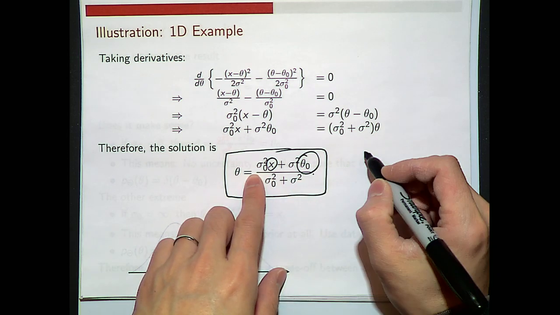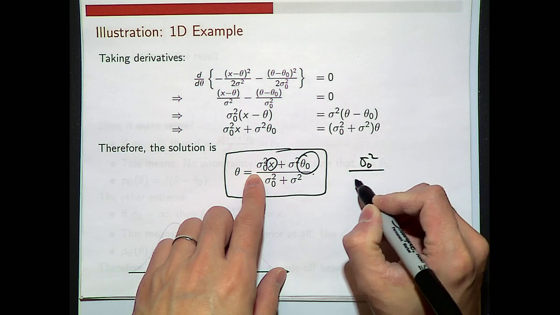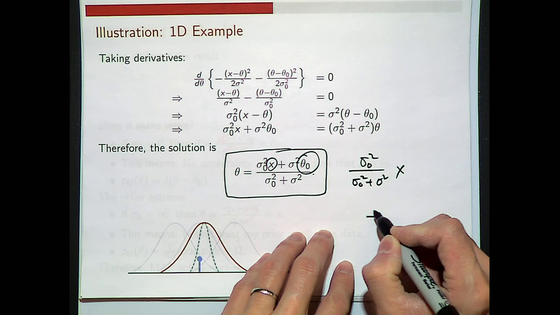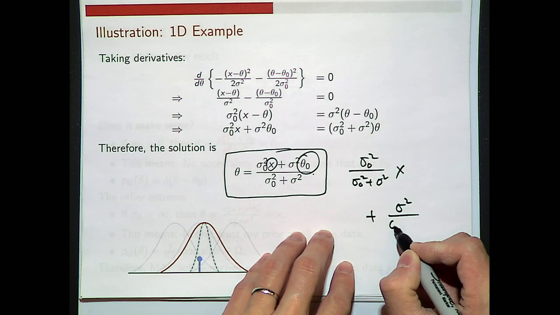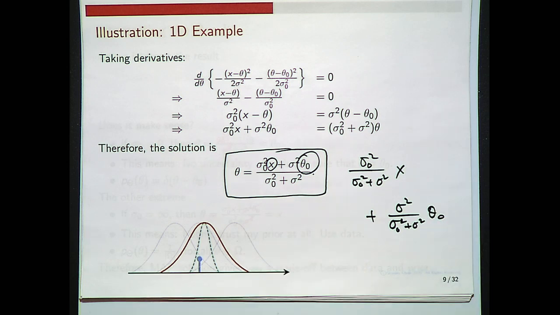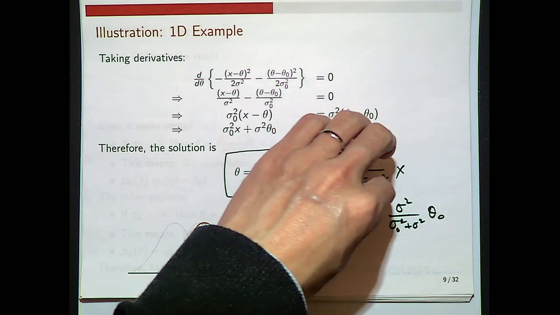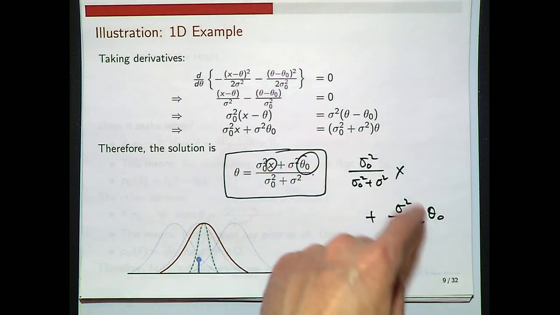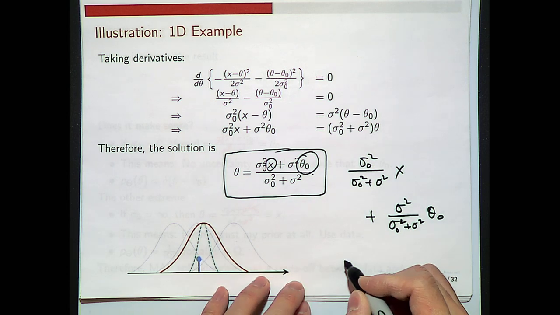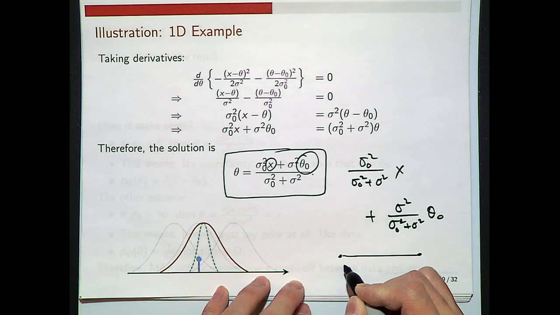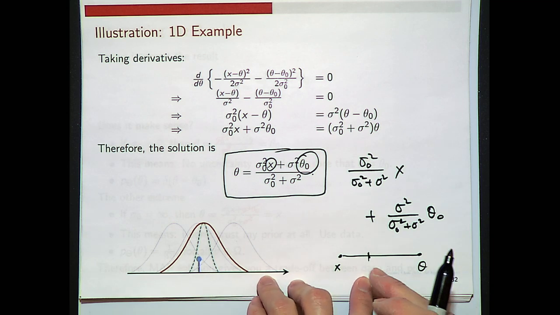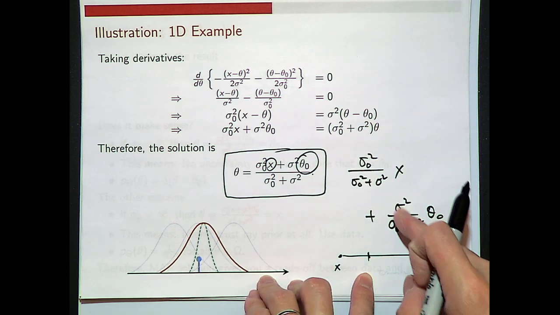Now, how do I see this as a weighted average? You can treat the first weight as this, times x, and then you have sigma squared divided by sigma 0 squared plus sigma squared, times theta 0. Now it is really a weighted average because these are the two weights. You add the two weights up, you get 1. So you're drawing a line. A line says this is x, this is theta 0, and then I'm going to look at somewhere in the middle, and the distance is determined by this ratio.